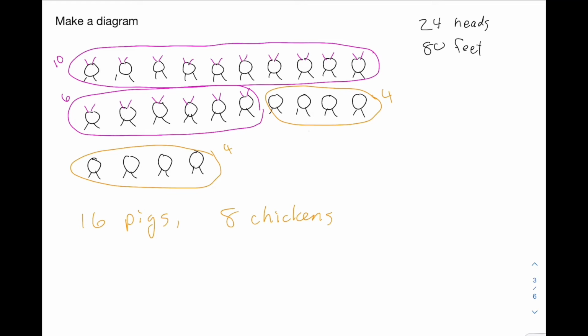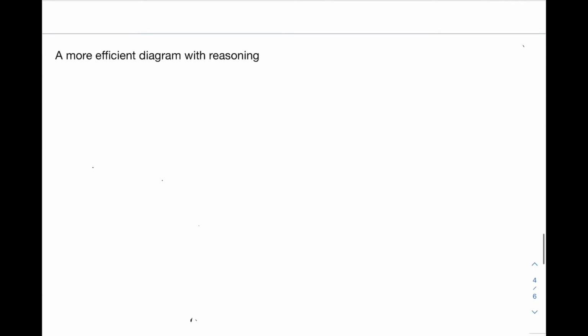All right, let's go on to our next strategy. Let's actually skip algebra for the moment and go down to a more efficient diagram with reasoning. So this is what you might do, especially if you had a similar problem with much larger numbers. So let's go ahead and draw our chicken with 2 legs and draw our pig with 4.